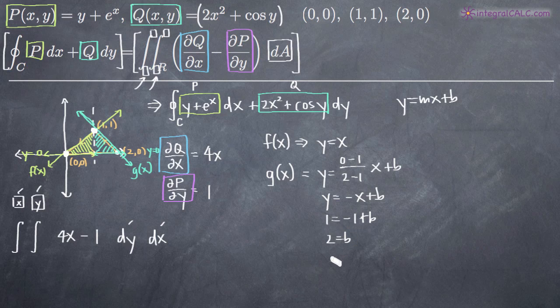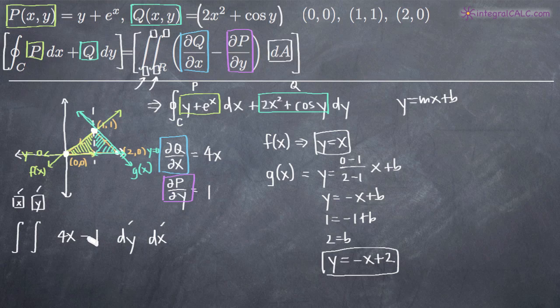So the equation of this line, g of x, is y equals negative x plus 2. So we'll use that, y equals negative x plus 2. Now we have the equation of f of x and we have the equation of g of x. That's all we need to define our limits of integration.